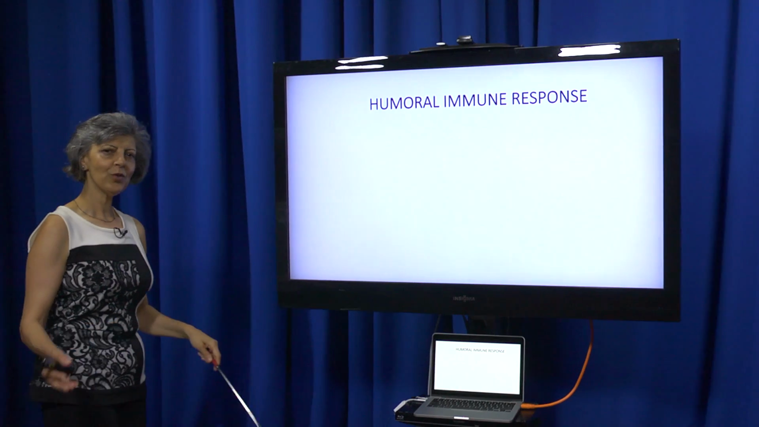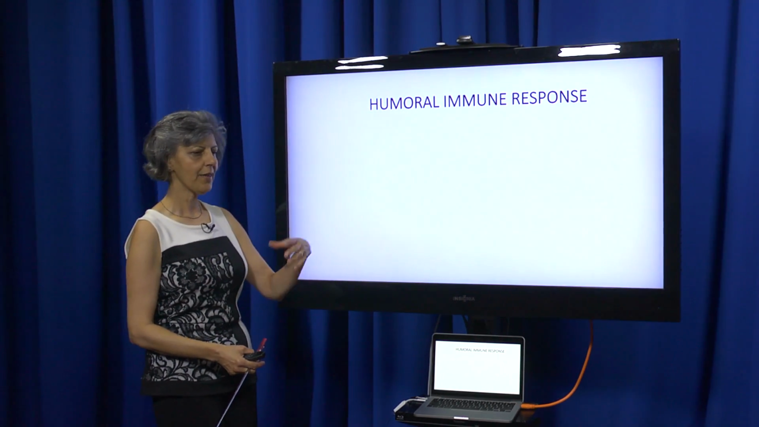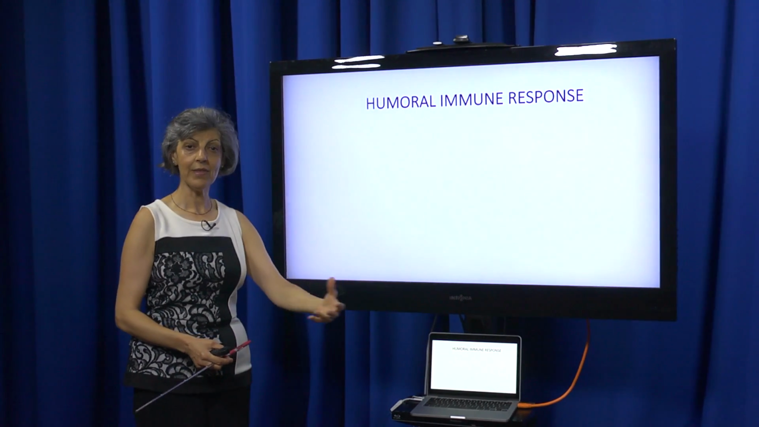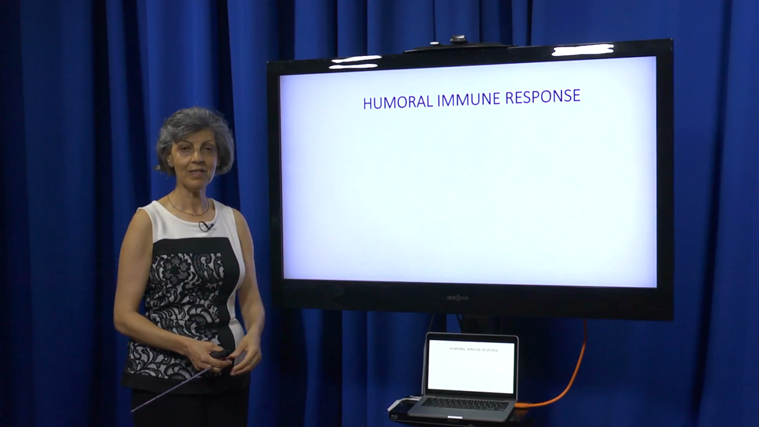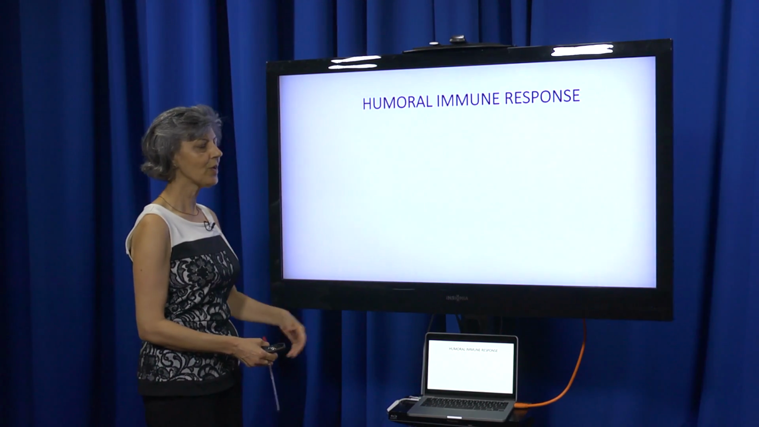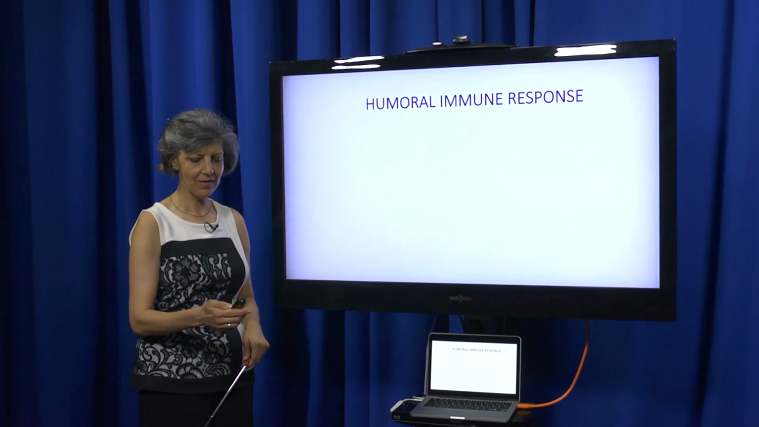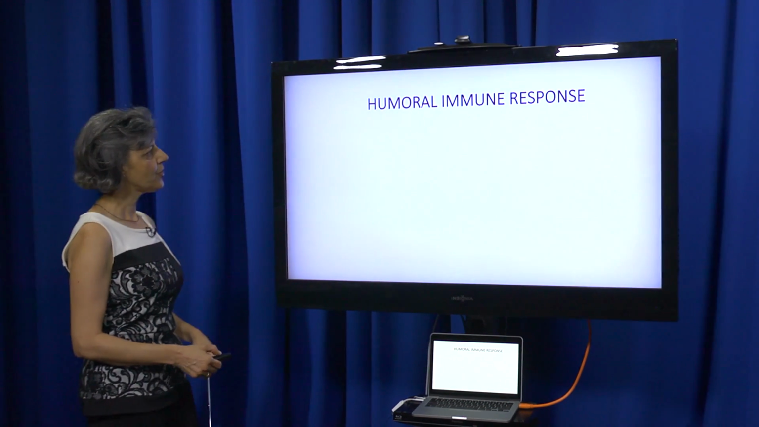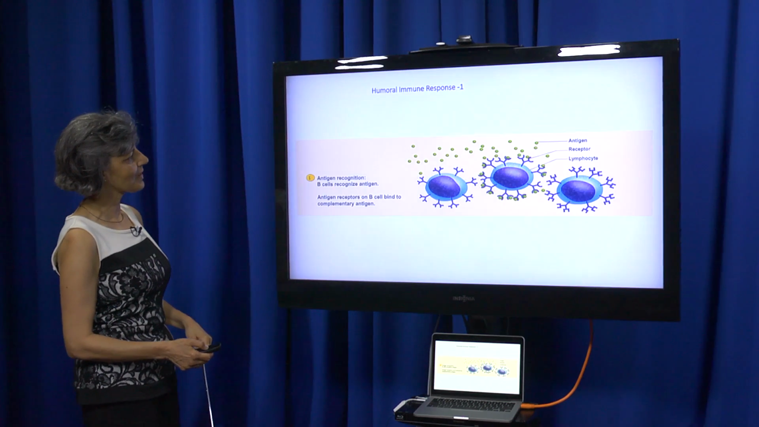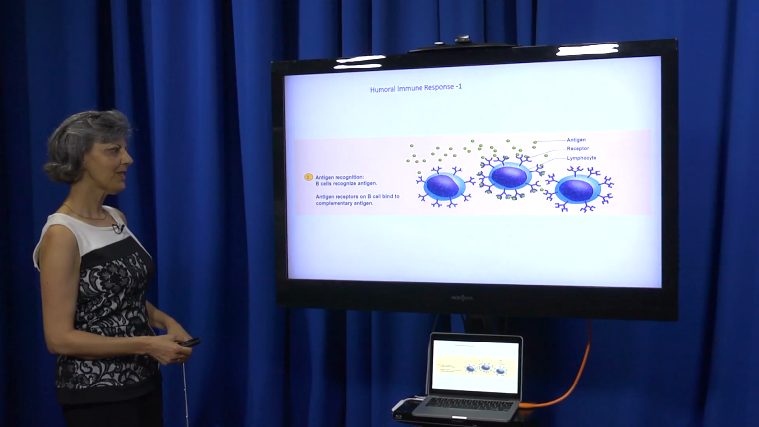Let's put all of this story together. We're going to look at the humoral immunity, look at the steps and how antibodies are formed, and then we're going to look at the cytotoxic on its own and see how cytolysis will occur. So with the humoral immune response, these are the steps.